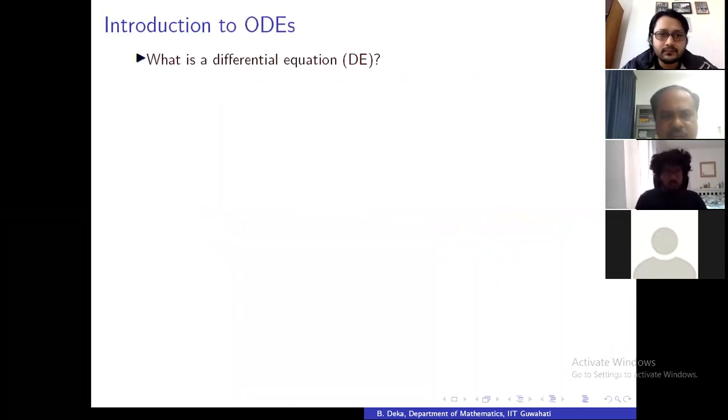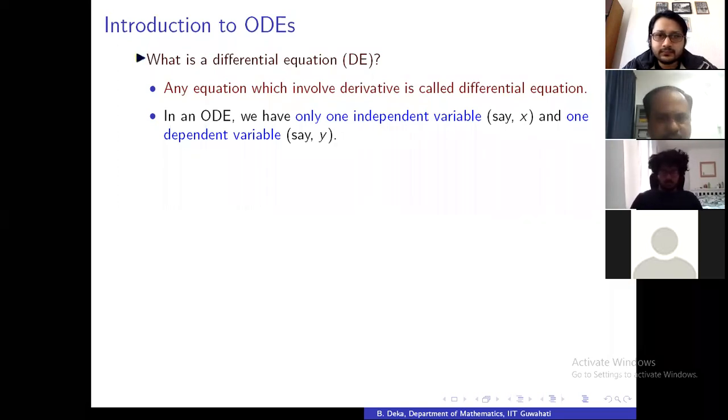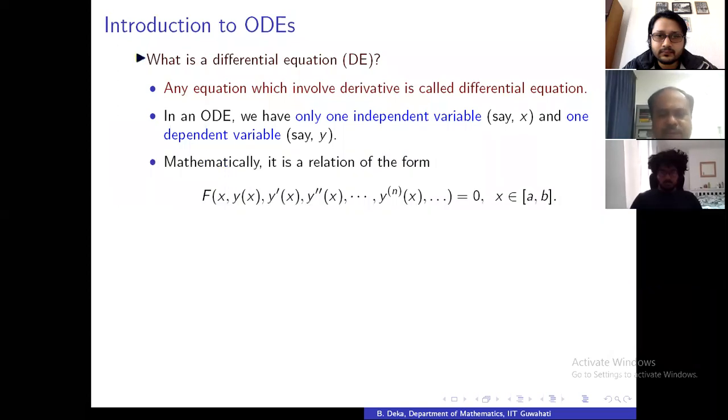So I'll start with a very basic question. What is a differential equation? Differential equation means any equation which involves a derivative, that we call a differential equation, right? More precisely, if you consider an ordinary differential equation, then you will have an independent variable, say x, and then a dependent variable y, and then a mathematical relation involving x and all possible derivatives of the dependent variable y, for some x belonging to (a, b), right?